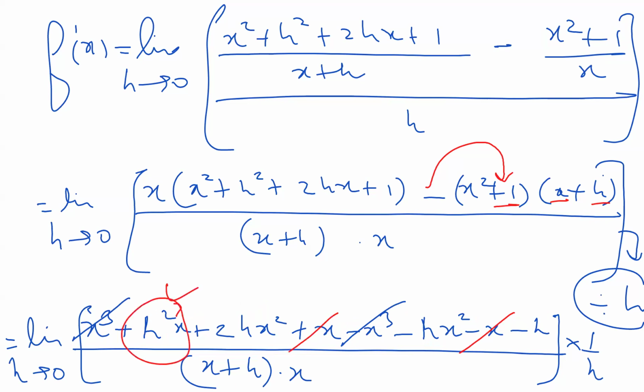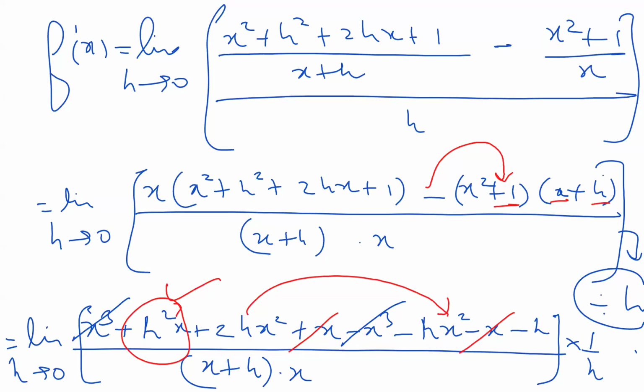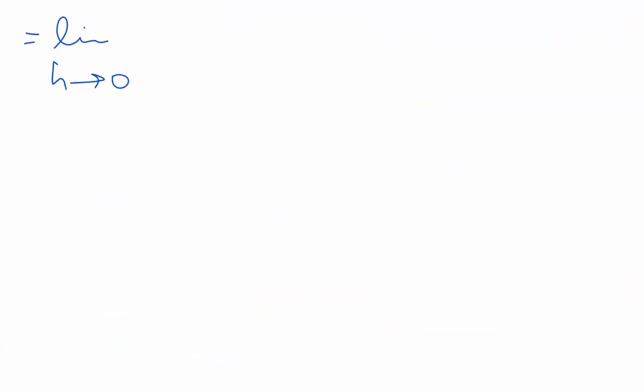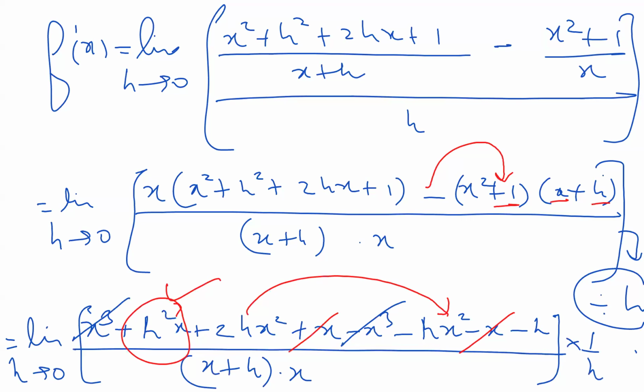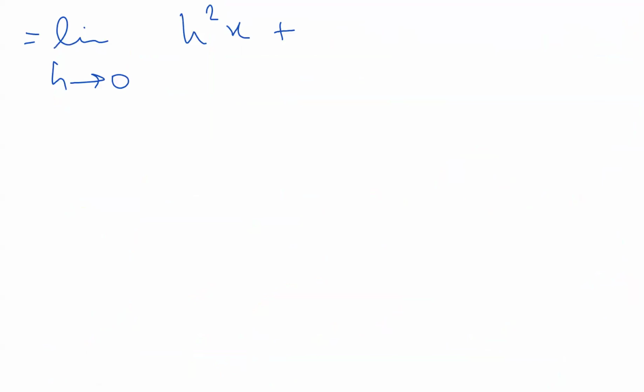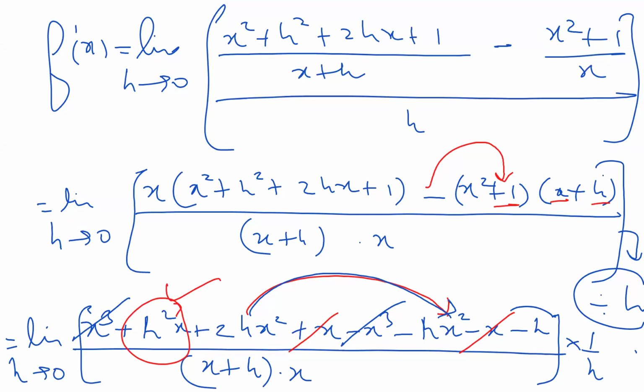So h square x is one of the terms. Now 2hx square minus hx square is hx square. So by mistake I had cancelled that. So I'll just redo this. So limit h approaching towards 0, h square x plus, okay, 2hx square minus hx square is hx square minus h. Why minus h? Because there is minus h over here.